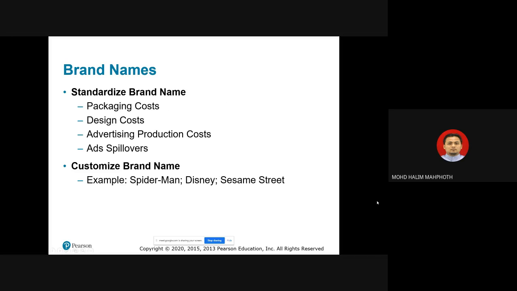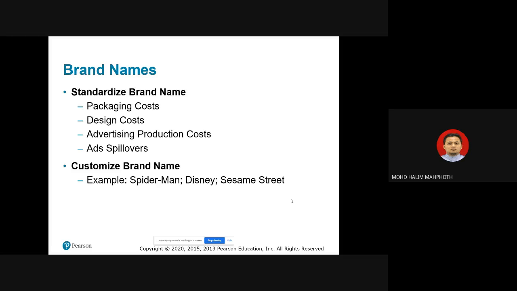Brand name. Standard brand name, in terms of the packaging, the cost should be lower. Like Coca-Cola, just use the Coca-Cola brand worldwide. It actually helps to reduce the cost, because you can use a similar theme to export to any country.